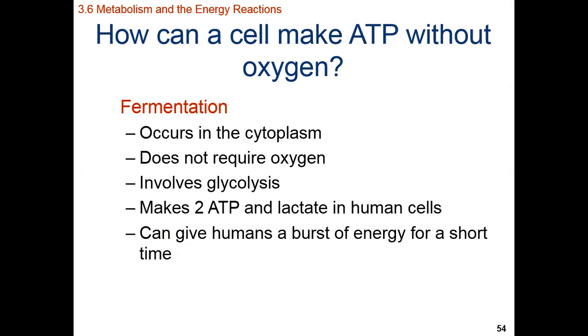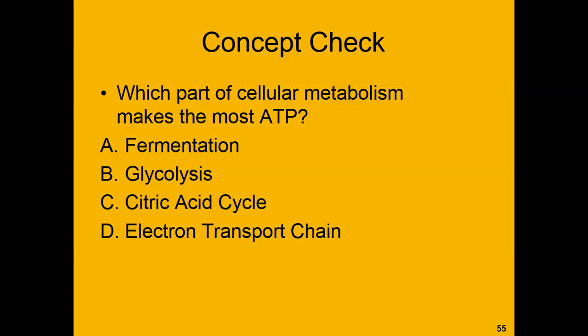So, let's see here. Concept check, class. Which part of cellular metabolism makes the most ATP? Is it fermentation, glycolysis, the citric acid cycle, or the electron transport chain? Go ahead and pause the video, check your notes, or check your textbook. Please get me an answer. 1, 2, 3, 4, 5. Class, the correct answer is D, the electron transport chain.